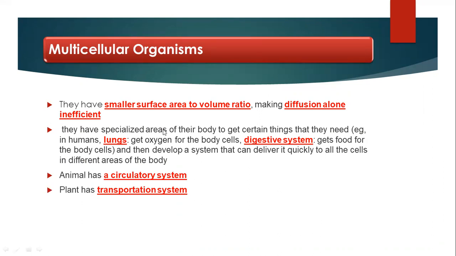So they have specialized areas, some modification in some cells, making them specialized cells to act a special function. Like in the lungs we get oxygen for the body cells, and in the digestive system we get food for the body cells, and so on. So we have here the alveoli. The wall is thin and has a large surface area to volume ratio. So this system is specialized for gas exchange, and another system is specialized for absorption of material. And then they have a system, the circulatory system, to connect all of this.